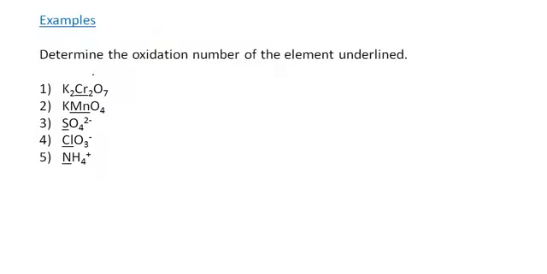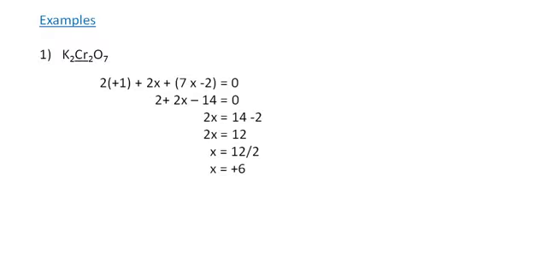Now let's do some typical examples that would come in an examination question. We want to determine the oxidation number of the element on the line. The first example is K2Cr2O7, and we want to find the oxidation number of chromium. We start off by writing out our equation. The overall charge is 0. Potassium is in group 1, so its oxidation number is +1. So it'll be 2 multiplied by +1. We got this 2 from here.